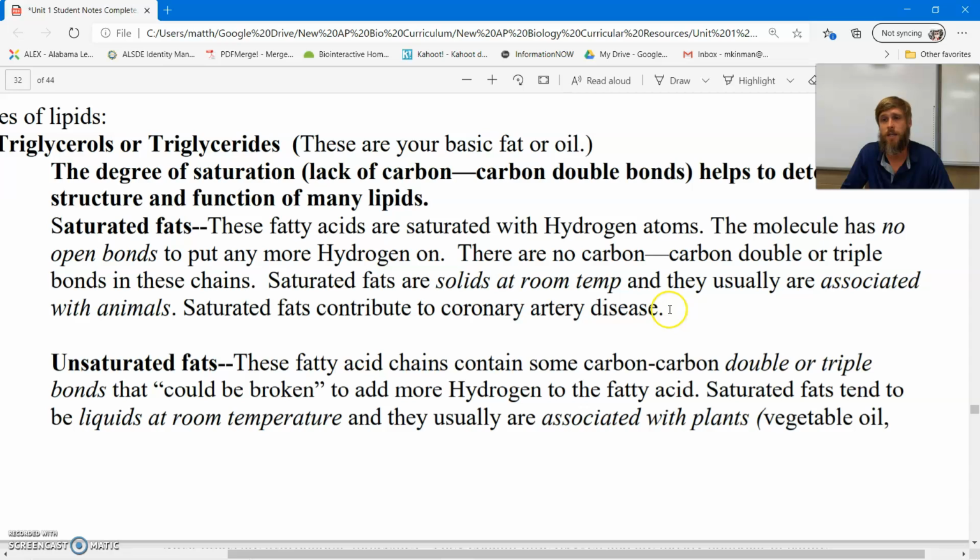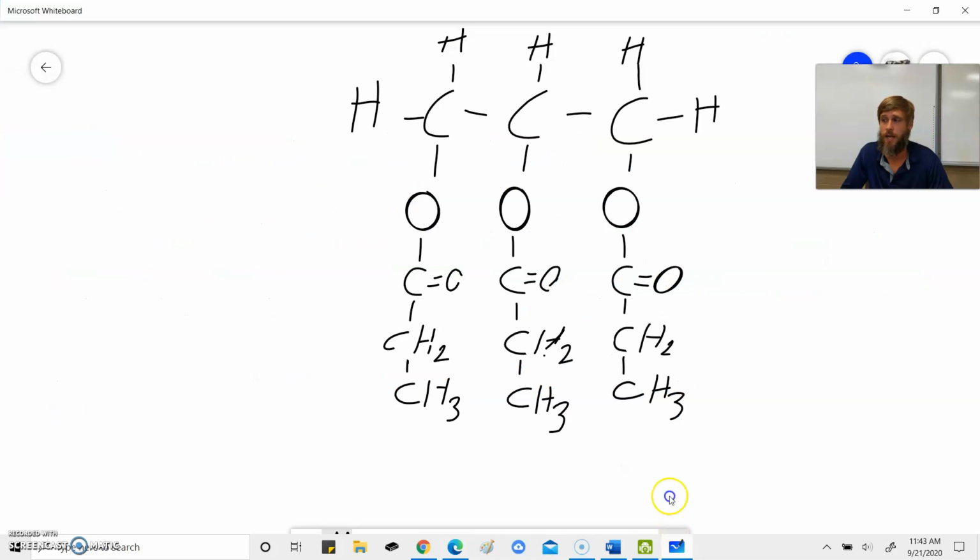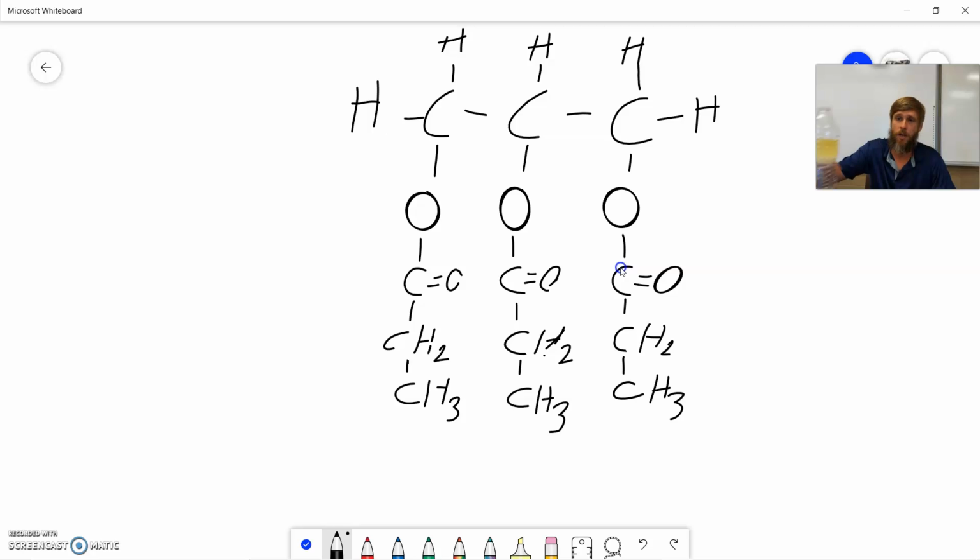So when you take out a stick of butter, it is a solid at room temp, so it is chock full of saturated fats, whereas if you take oil like canola oil here, it is a liquid. So it should have quite a few more unsaturated fats in it. So let's take a look at the structure to help make sense of all this. We say that this is saturated because it contains as many hydrogens as possible.